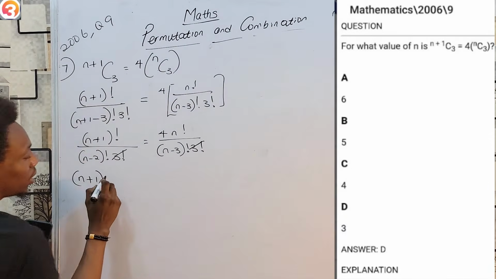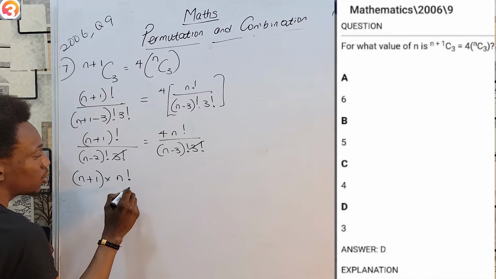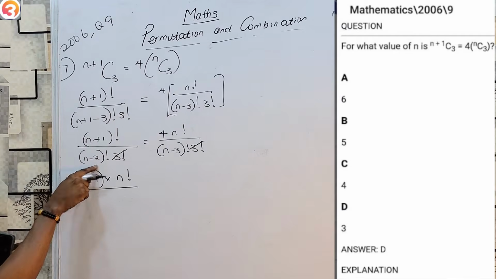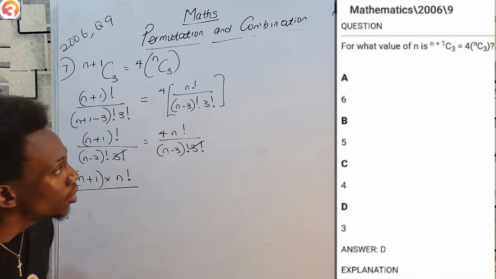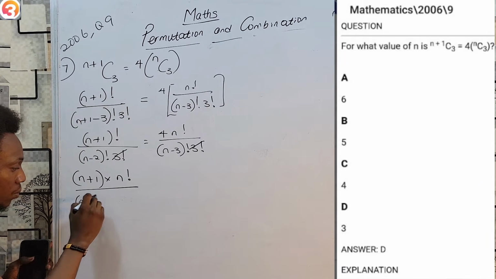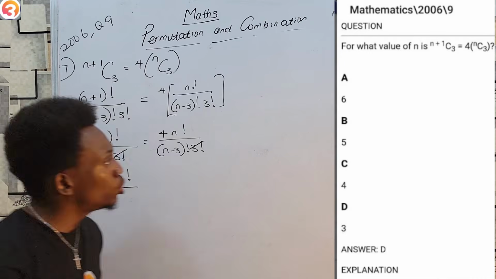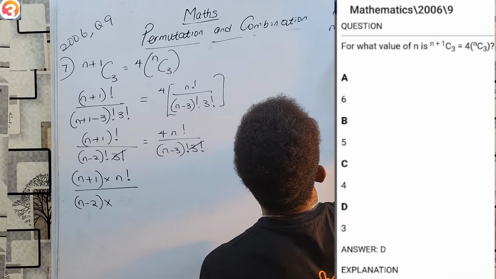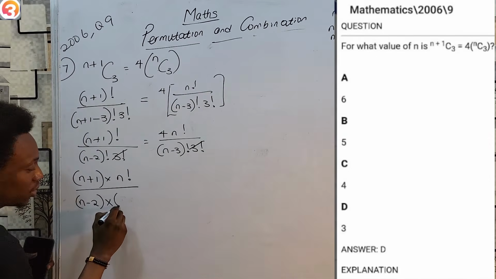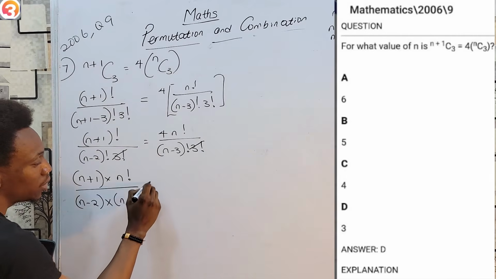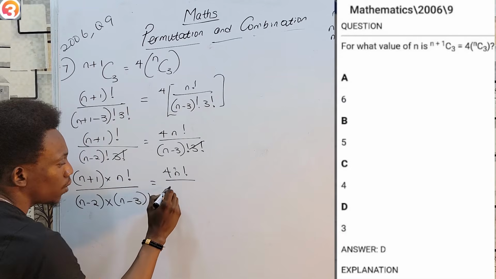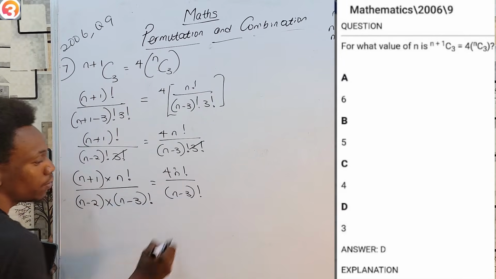Meaning I'll be having n plus 1 times n factorial over, next up, my denominator here. Remember, in factorial we are always subtracting 1. So if I have n minus 2 factorial here, that will give me n minus 2 times, after n minus 2, what should be next? n minus 2 minus 1, and minus 2 minus 1 is minus 3. And this is times n minus 3 factorial. While here will be 4 times n factorial over n minus 3 factorial.